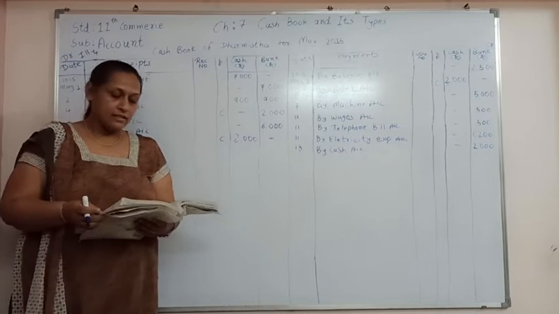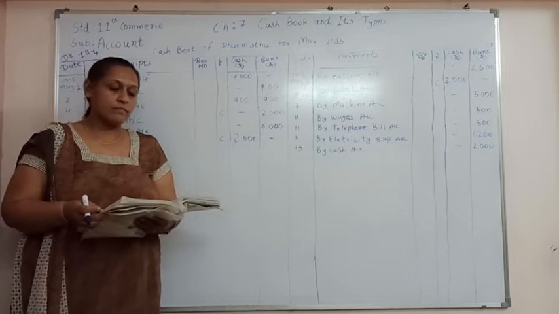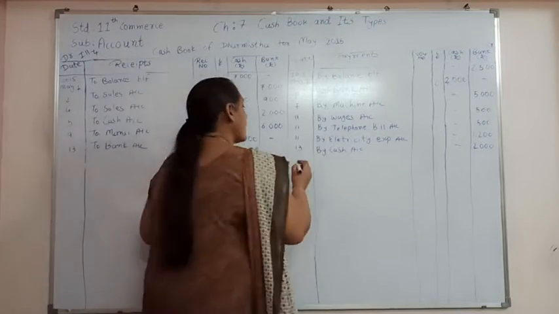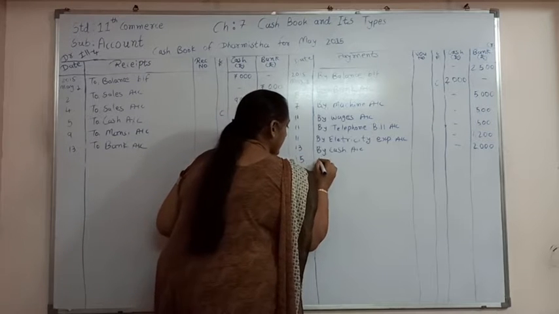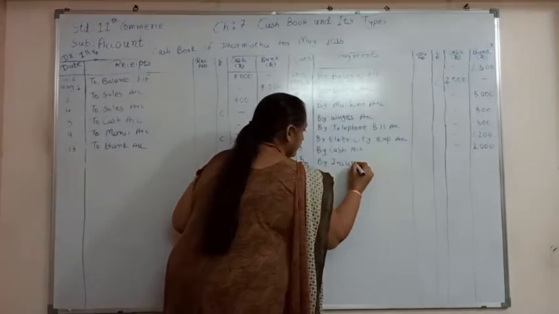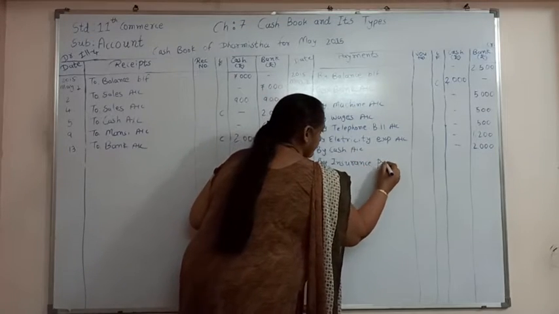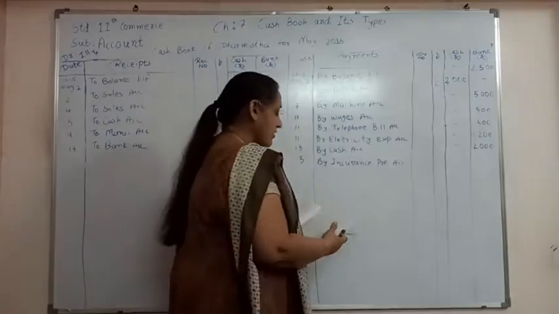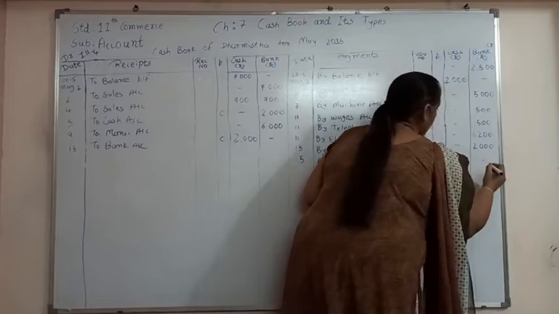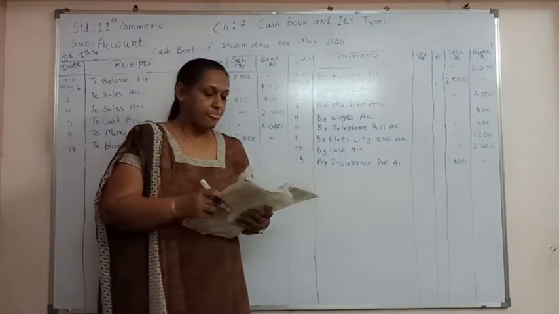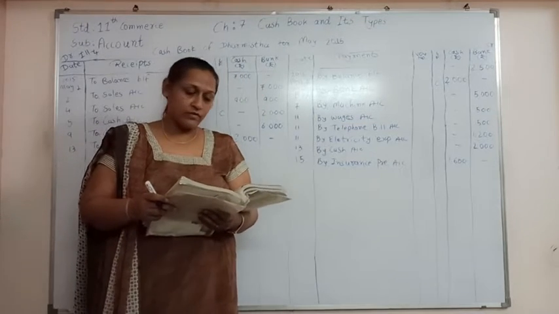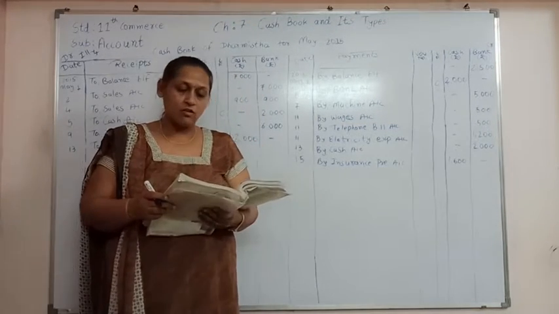Now let's see the date number 15. Insurance premium is paid of rupees 1600. So here we have made the payment of insurance premium, so we are going to write down by insurance premium account. And the amount is paid by cash, so here in the column of cash we are going to write down 1600.